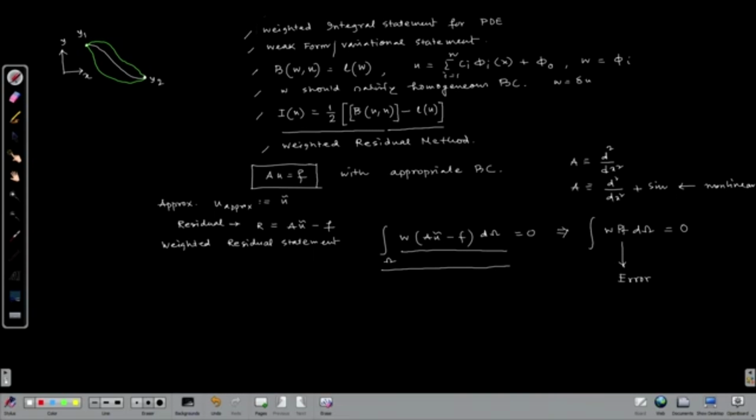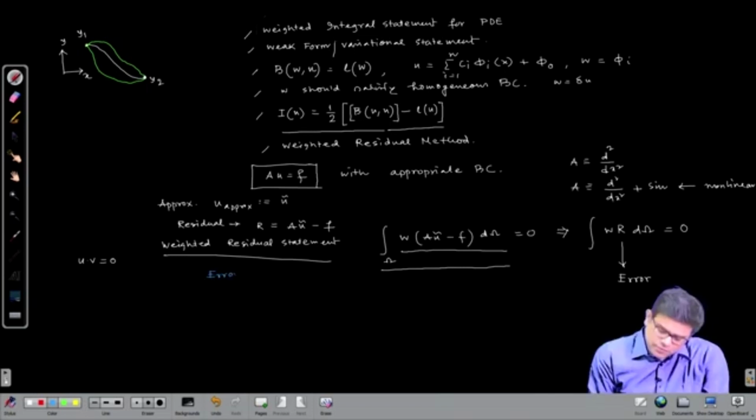What is orthogonality? For two vectors, we know that if u dot v is 0, then we say that the two vectors are orthogonal. Similarly, the orthogonality here is defined in terms of two functions, w of x and r of x. The integral of the product of these two functions is 0. So, the weighted residual method can be written as an error orthogonalization.